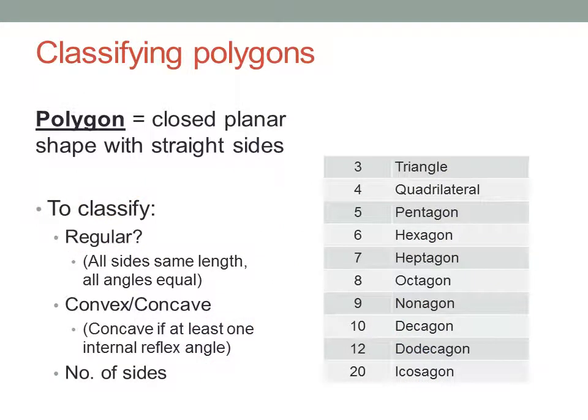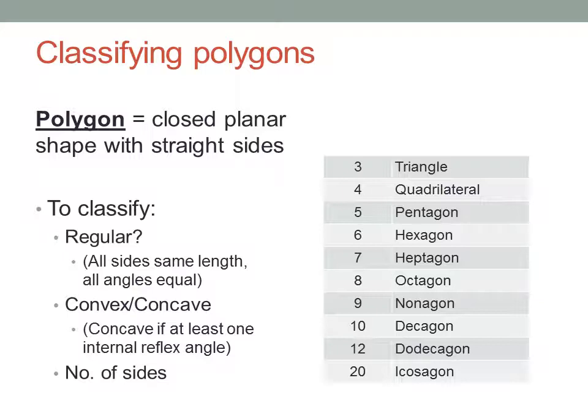We classify polygons by counting the number of sides and describing it as either convex or concave and regular or irregular. A polygon is regular if all the sides are the same length and all the angles are equal. It's called concave if at least one of the vertices makes an internal reflex angle. It sticks into the shape. Otherwise, it's called convex. In fact, if it's regular, it has to be convex. You can't have a regular concave polygon. So you only really need to say one of these words: regular, convex, or concave.